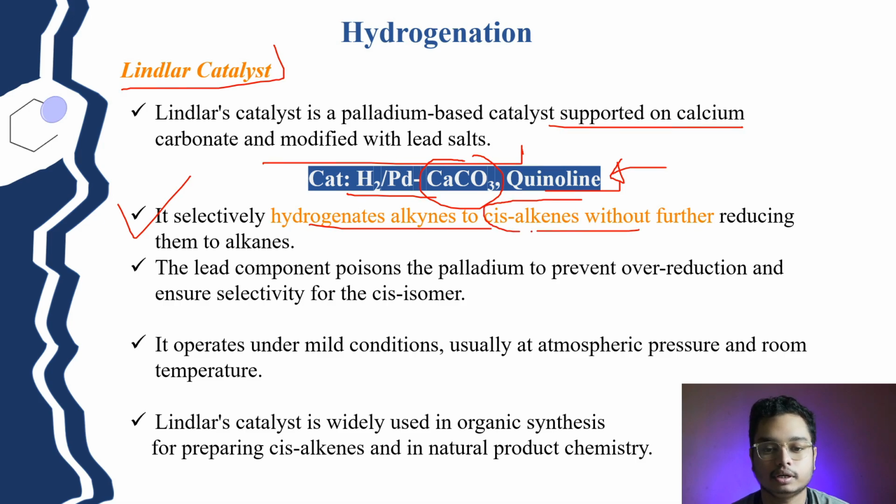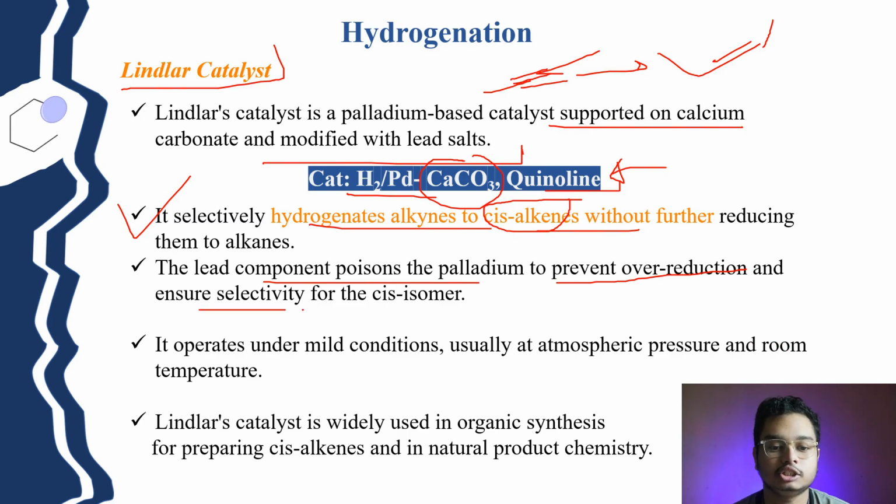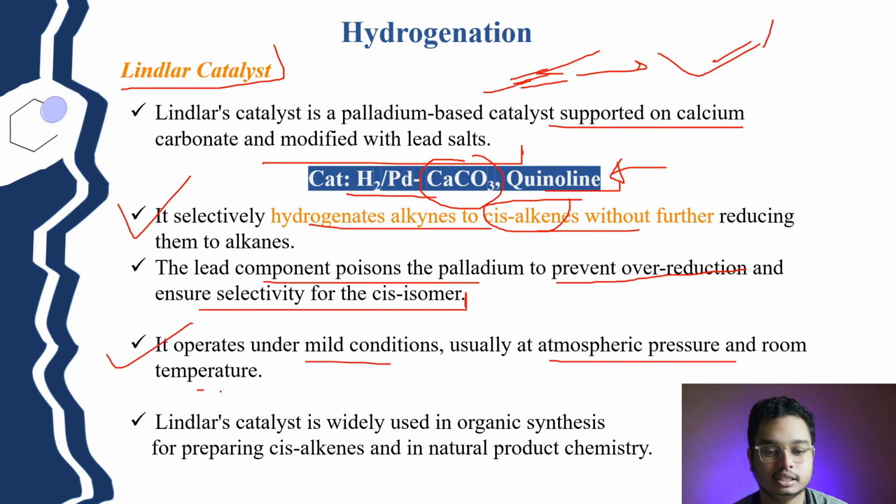It selectively hydrogenates alkynes to cis alkenes. It is very important that a triple bond can be reduced to a cis alkene, and further reduction is prevented with this Lindlar catalyst condition. The lead component poisons the palladium, and quinoline also poisons the palladium to prevent over reduction and ensure selectivity of the cis isomer. It also operates under mild conditions, usually at atmospheric pressure and room temperature, and Lindlar catalyst is widely used in organic synthesis for preparing cis alkenes.